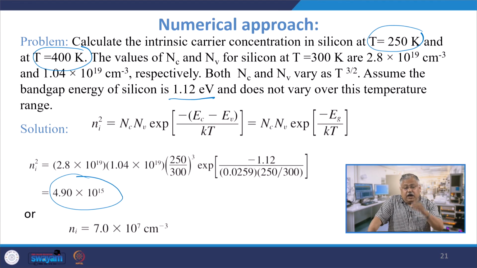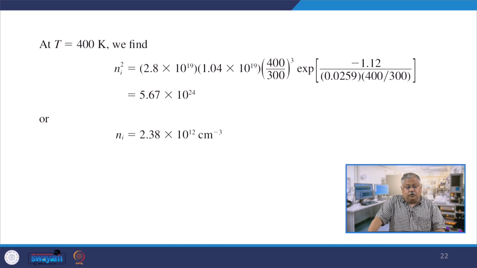So, if you look at 300 to 250, which is about a 50 Kelvin drop, I went from 10 to the power 10 to 10 to the power 7, 3 orders of decrement in the value of Ni. Now, if you look at 400 Kelvin, I get 2.38 into 10 to the power 12 per centimeter cube, which means that there is a 2 order increase. So, with respect to 300 Kelvin, as you move your temperature up, my intrinsic carrier concentration goes up, as you go down it goes down, right. At 4 Kelvin almost 0 intrinsic carrier concentration, to a very large value.